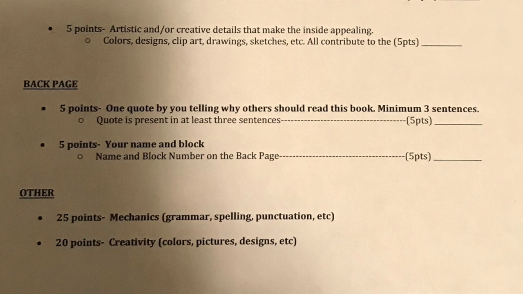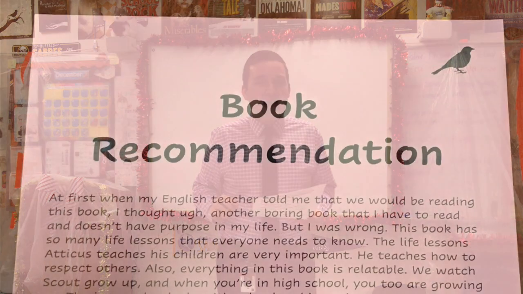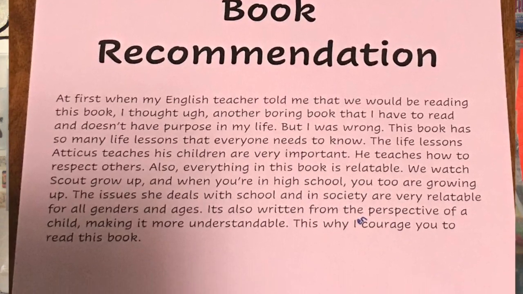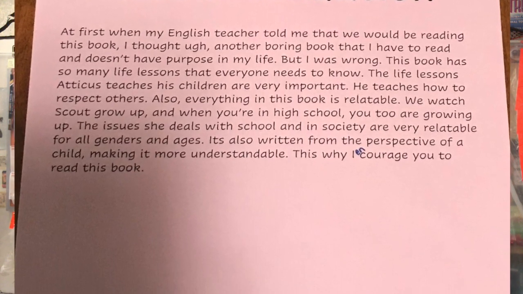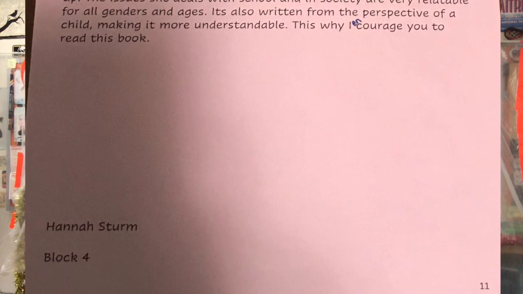The back page for both Regents and Honors classes is worth 5 points, for a quote by you telling why others should read the book. This is a minimum of 3 sentences, and your quote is present in at least 3 sentences. If you want to do the opposite and tell the reader that they shouldn't read To Kill a Mockingbird, you can do that on the back page of your portfolio as well. Your choice, a quote on the back by you telling others why they should or shouldn't read this book. And then the last thing on the back page is your name and block.